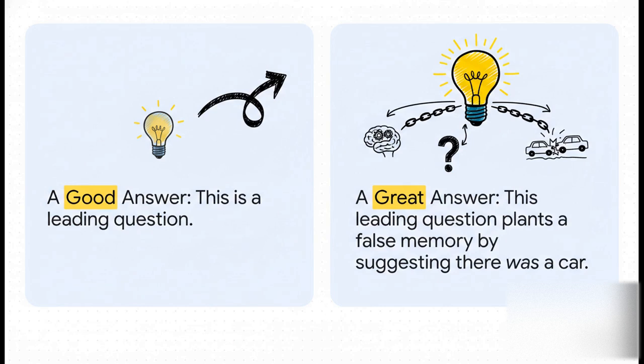when the witness never said anything about a car. A decent answer might just say, "This is a leading question." Okay, fine. But a great answer? It explicitly links it. It says, "This is a leading question," then explains how, by referencing Loftus and showing that suggesting a car was there could actually plant a false memory. It's that clear, explicit link that's going to get you all the AO2 marks.